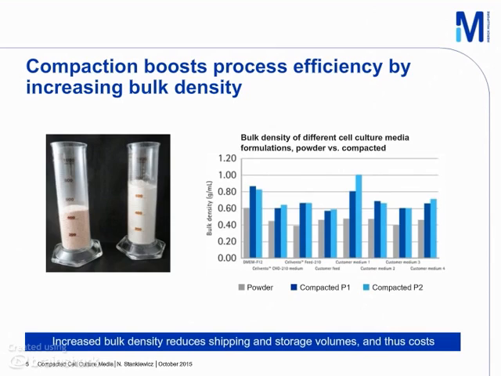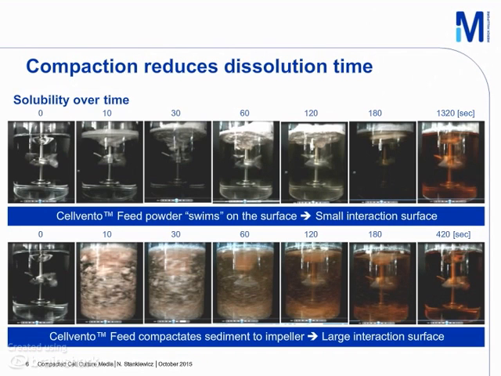The graph shows data for several cell culture media formulations, demonstrating how this effect depends on the formulation. For most formulations, at least a 1.5-fold increase in bulk density could be reached. As the fourth and final advantage, I would like to present the improved dissolution speed that compacted media can deliver, especially for high concentrated formulations. The operation time can be reduced by 2/3, bringing clear advantages to the upstream process.